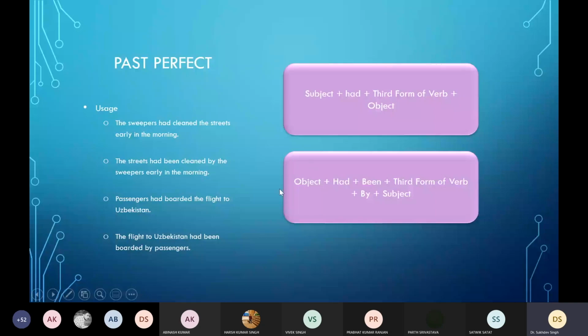Again, had will remain had, whether the new subject is singular or plural, whichever it is, it will remain the same. We add be, then the third form of the verb, and by is added, and then the subject, which was earlier here. Now the subject is at the back.